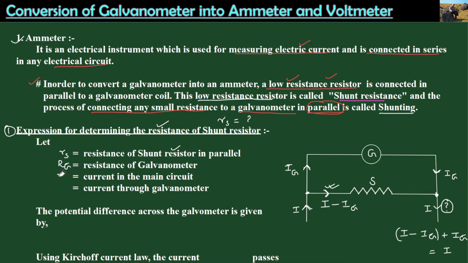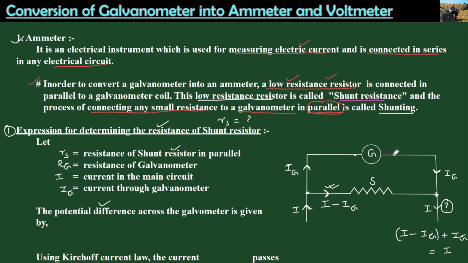Then over here we will put let I be the current in the main circuit, and let Ig be the current through the galvanometer. Then from here we find out that we have to find the potential difference across this galvanometer. So what will be the potential difference across this galvanometer? That means the potential across these 2 points of the galvanometer.